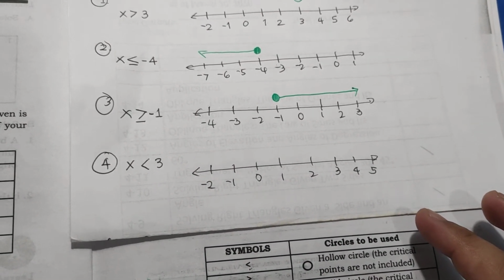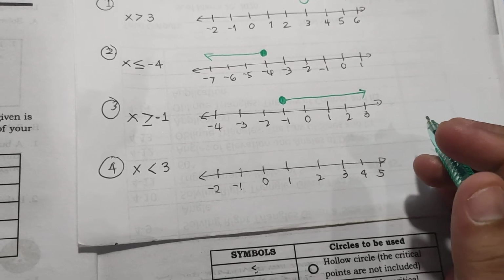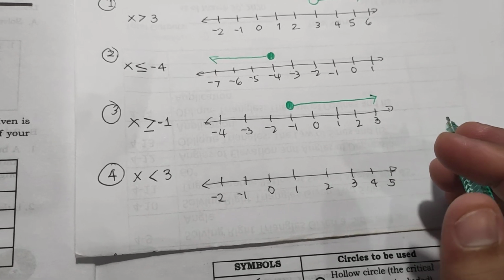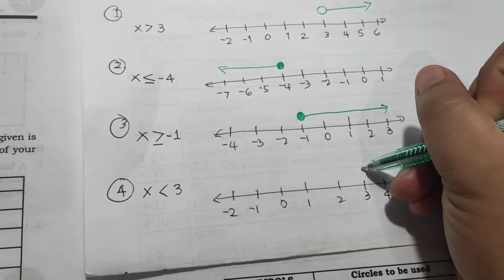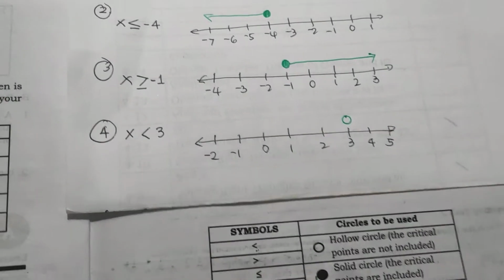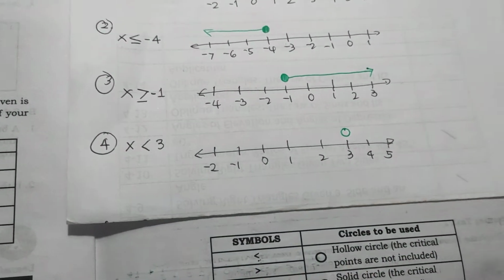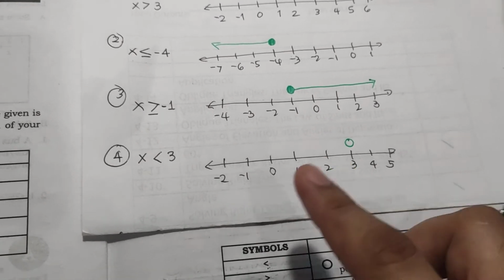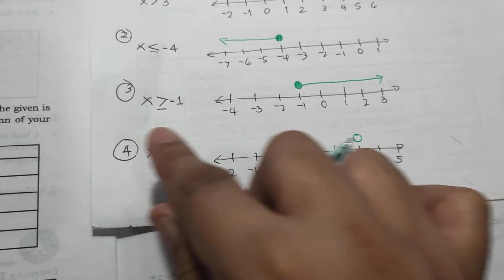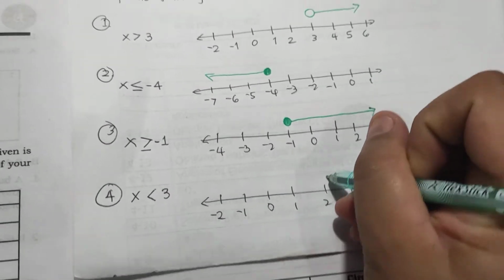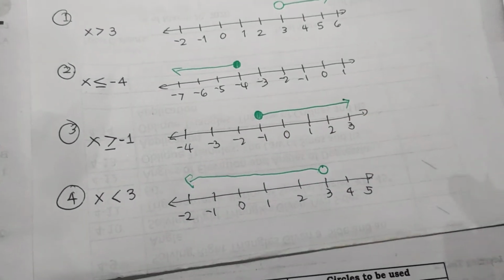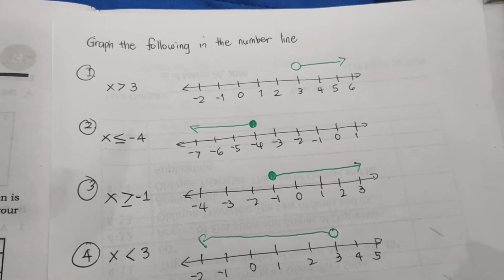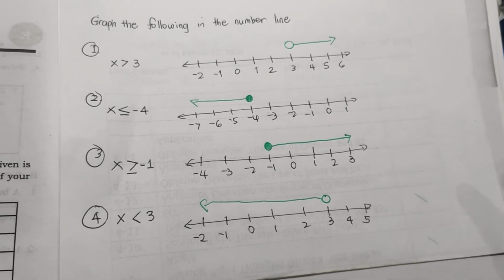And number 4, x is less than 3. So, hanapin natin yung 3. Gamit muna tayo ng circle. Tapos, gumamit siya ng less than symbol. So, therefore, hollow circle lang yung gagamitin. Tapos, less than, saan ba nakapoint si less than? Si less than nakapoint to the left. So, to the left din yung magiging arrow nyo. Gumamit ng ruler para hindi liko-liko ang inyong pagsasagot.